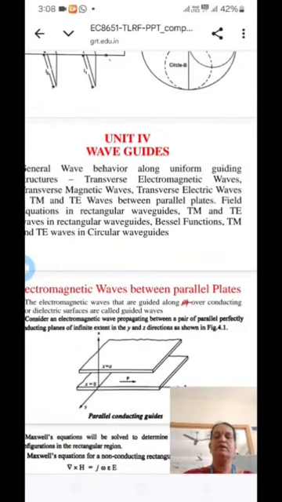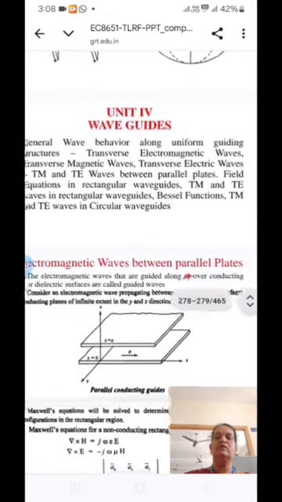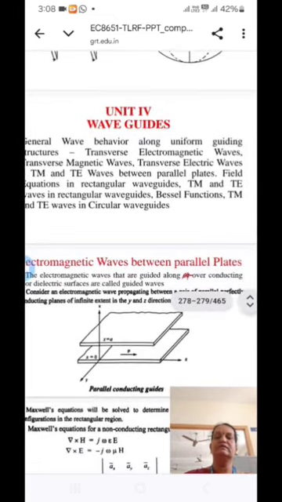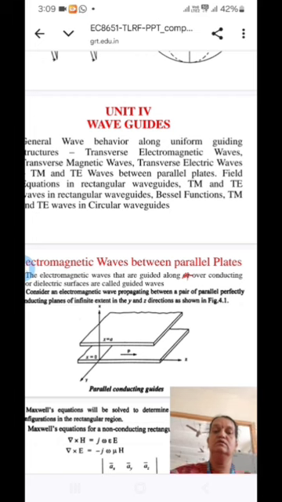The two parallel plates are imagined to be conducting. They are kept in the x direction, and the plates in the y and z directions will be considered to be infinite.